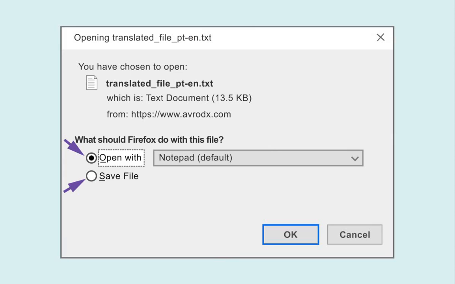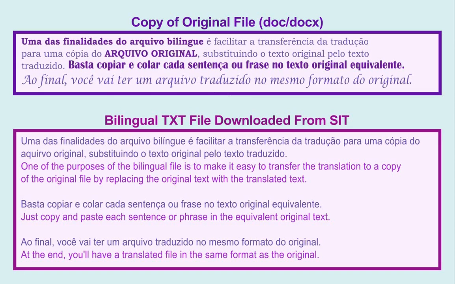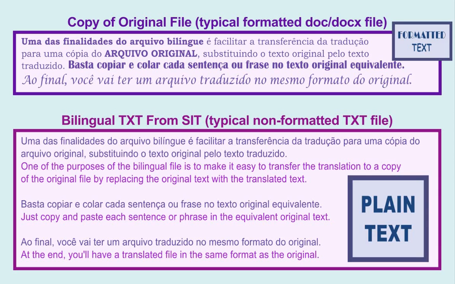I want to take a moment here to explain that one of the purposes of the bilingual file is to make it easy to transfer the translation to the original file by replacing the original text with the translated text. Unlike text editors, such as Word and Writer, texts recorded in TXT format, which are usually opened with Notepad, have no formatting, as they are called plain text, which is why the original file, either doc or docs, preserves the original formatting when replaced by text taken from a TXT file.